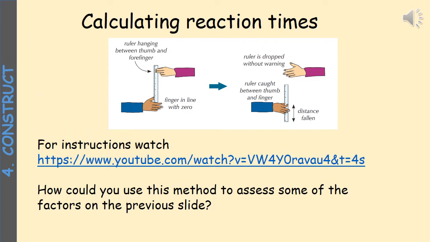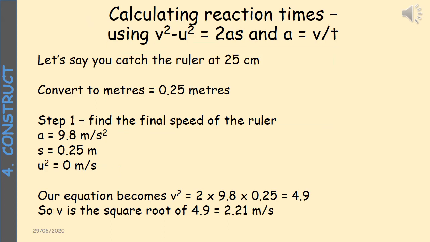Now do pause the video at this point and have a go at the experiment about reaction times. You'll need a partner. The instructions are given on the other YouTube video produced by our department. And the suggestion at the end is that you think about how you could use the method to assess some of the factors that were in the table in the previous slide. If you're doing the higher paper, it is possible that you could just be given a distance for a ruler dropping and be expected to work out the reaction time.